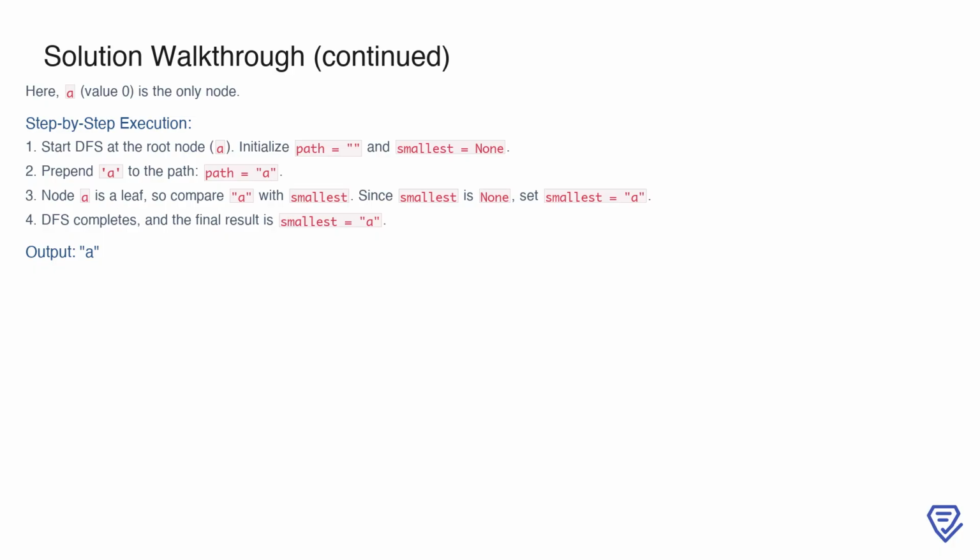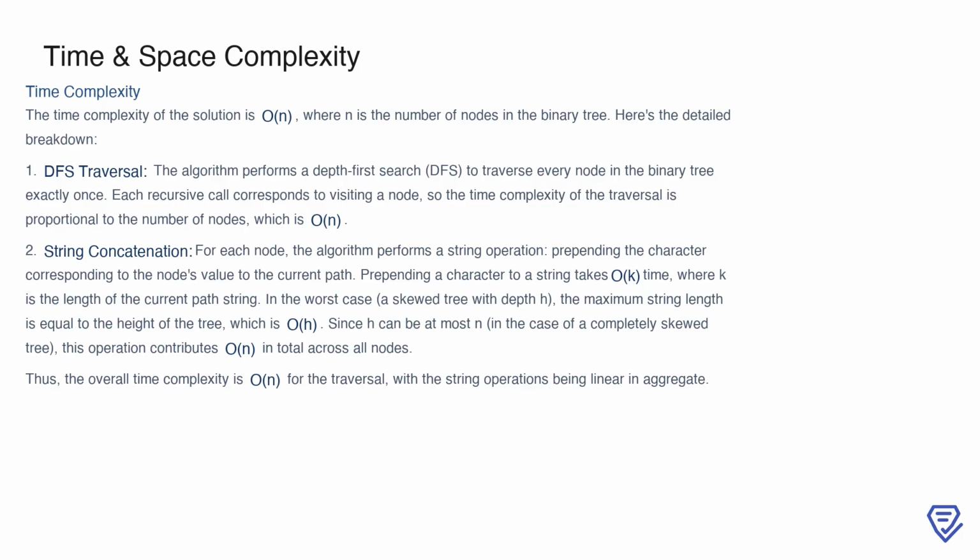This demonstrates how the solution handles even the simplest tree structures efficiently. The time complexity of our solution is O(n), where n is the number of nodes in the binary tree. Let's break this down step by step. First, the algorithm performs a depth-first search, or DFS, to traverse each node in the tree exactly once. Because we visit every node only one time, the traversal alone has a time complexity directly proportional to the number of nodes, which is O(n).